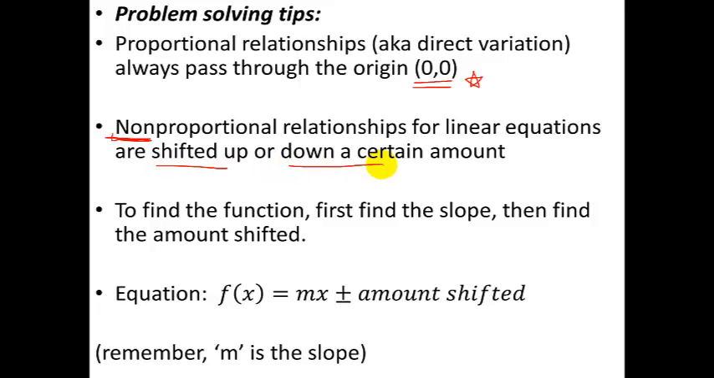up or down. So if you take something that's a direct variation line that goes through the origin and you slide it up or down, then it will suddenly become a non-proportional relationship. And I'll show you what those look like on the next slide.